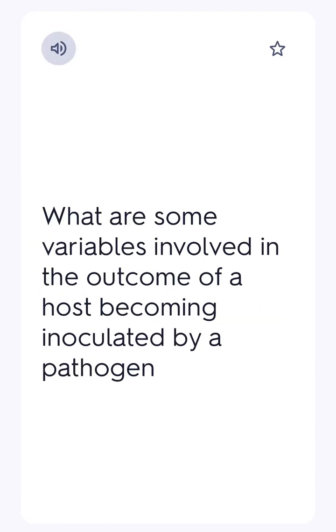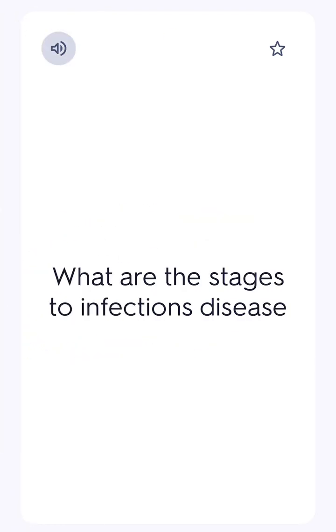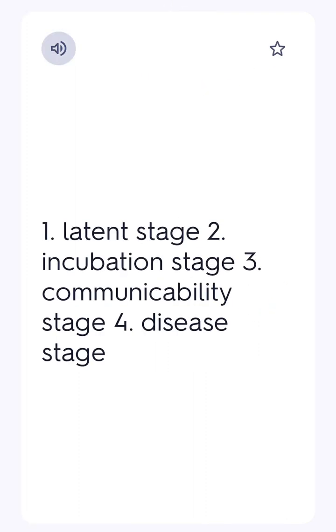What are some variables involved in the outcome of a host becoming inoculated by a pathogen? 1. Route of entry. 2. The strength of the pathogen. 3. The quantity of the pathogen. 4. The immunity of the host. What are the stages of infectious disease? 1. Latent stage. 2. Incubation stage. 3. Communicability stage. 4. Disease stage.